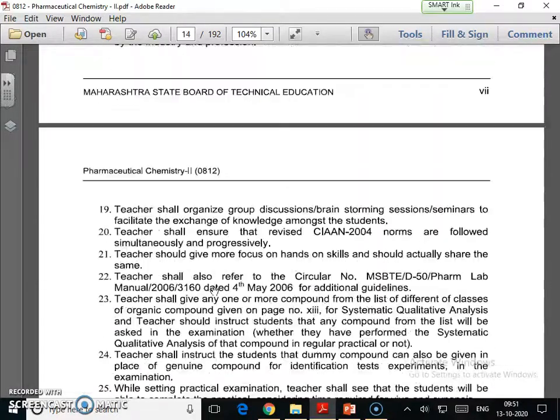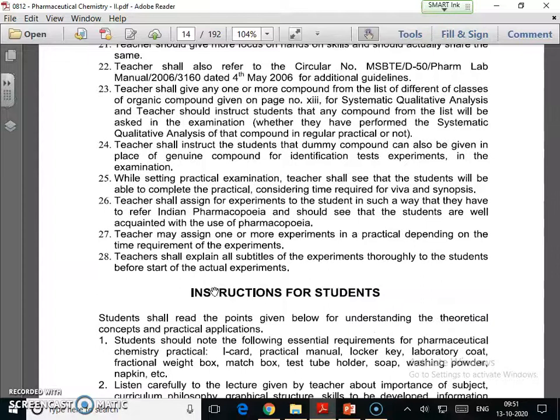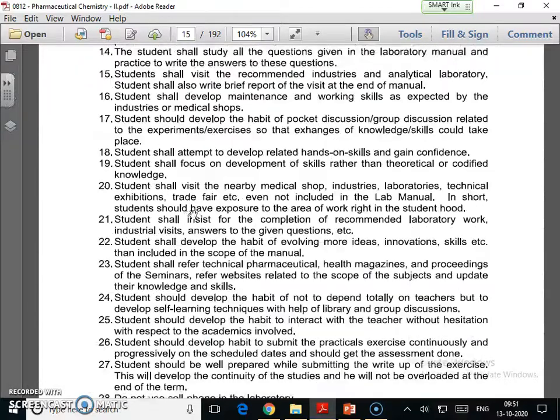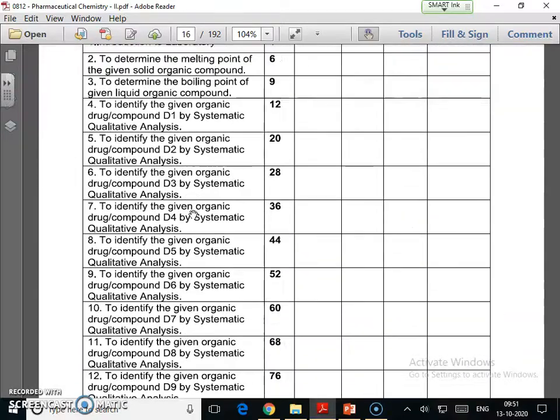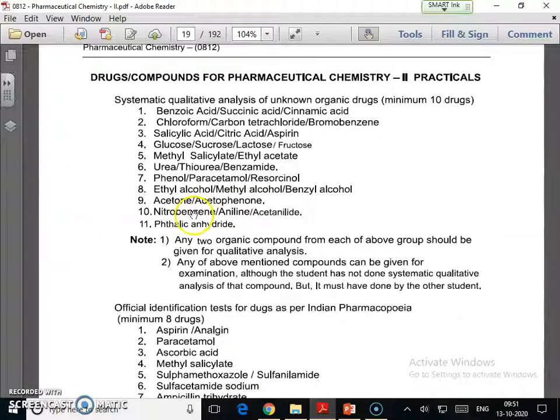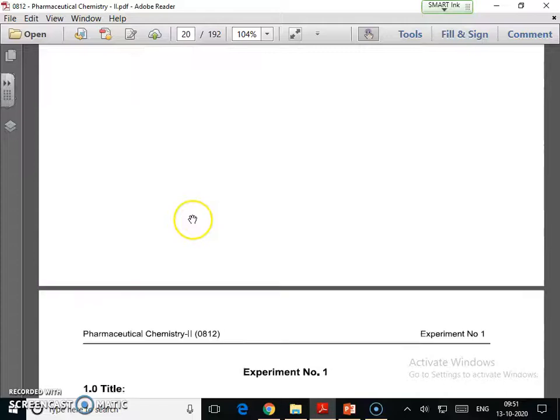Okay, these are some certain instructions for students, and they will be the same as those of the first year. You already studied and read these instructions, and you are already following them while coming and working in the laboratory. So these are the instructions for you students, and this is again the list of experiments. And the next most important thing is experiment number 1.